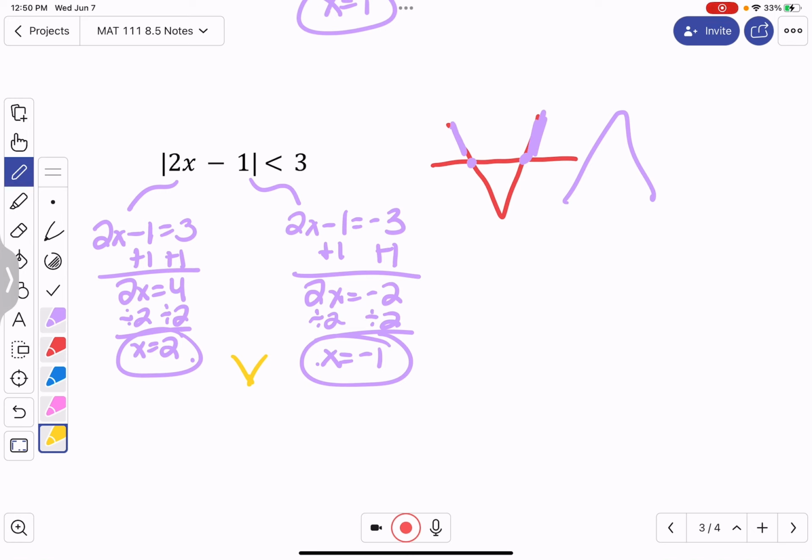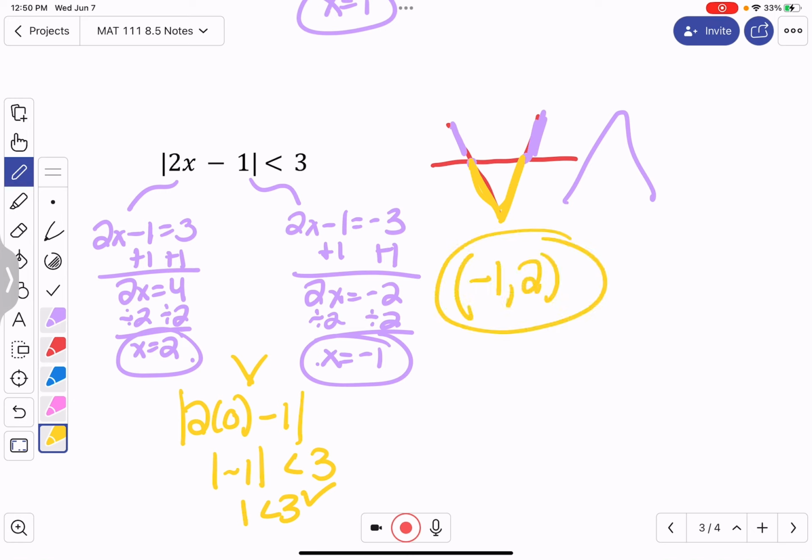Now, if I have a negative and a positive, I always choose 0 because it's the easiest to plug in. 2 times 0 is 0, minus 1. -1, the absolute value is 1. 1 is less than 3. That's true. So that means between the 2 points is less than 3. So our interval is just going to be from -1 to 2. That's all. So if your test point is true, you have one interval.